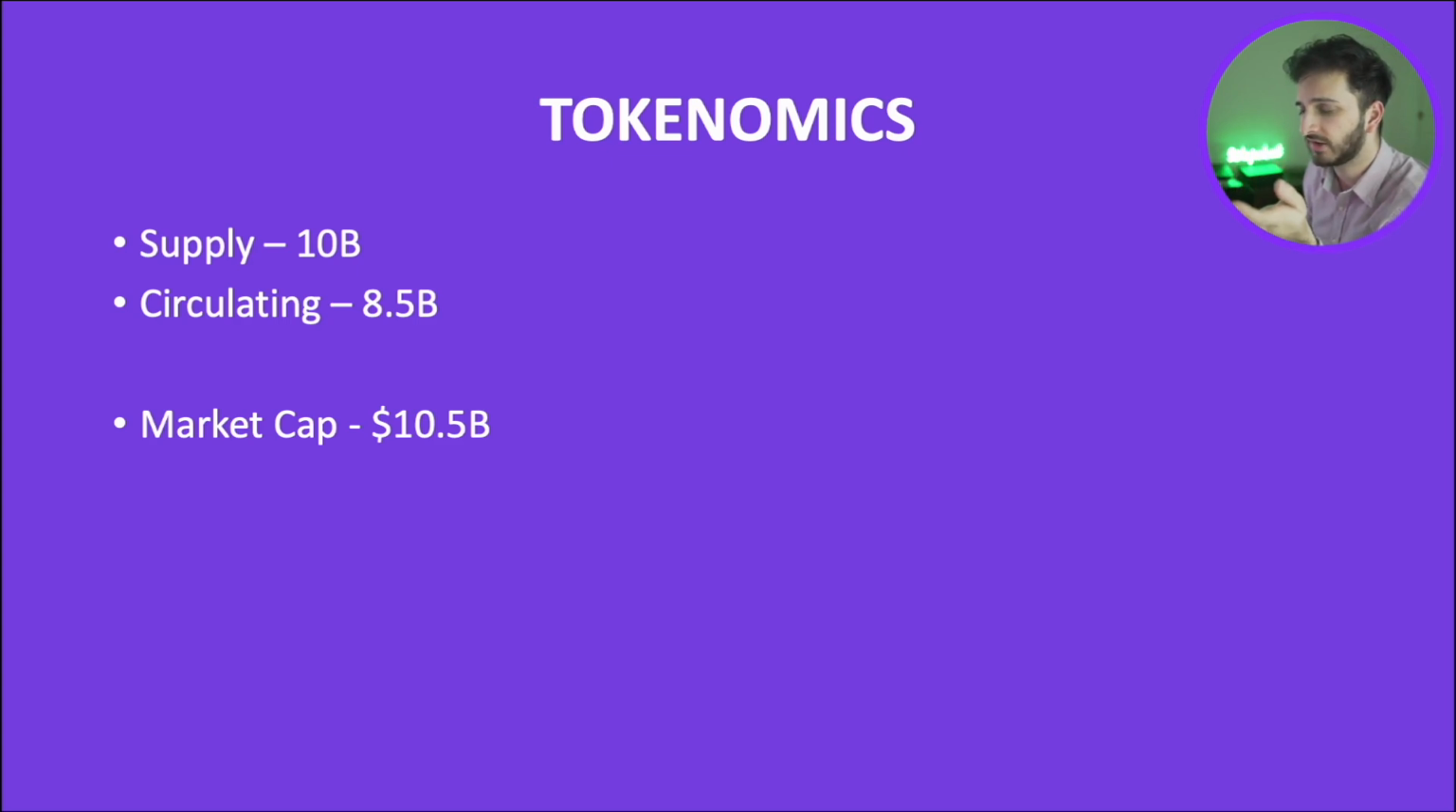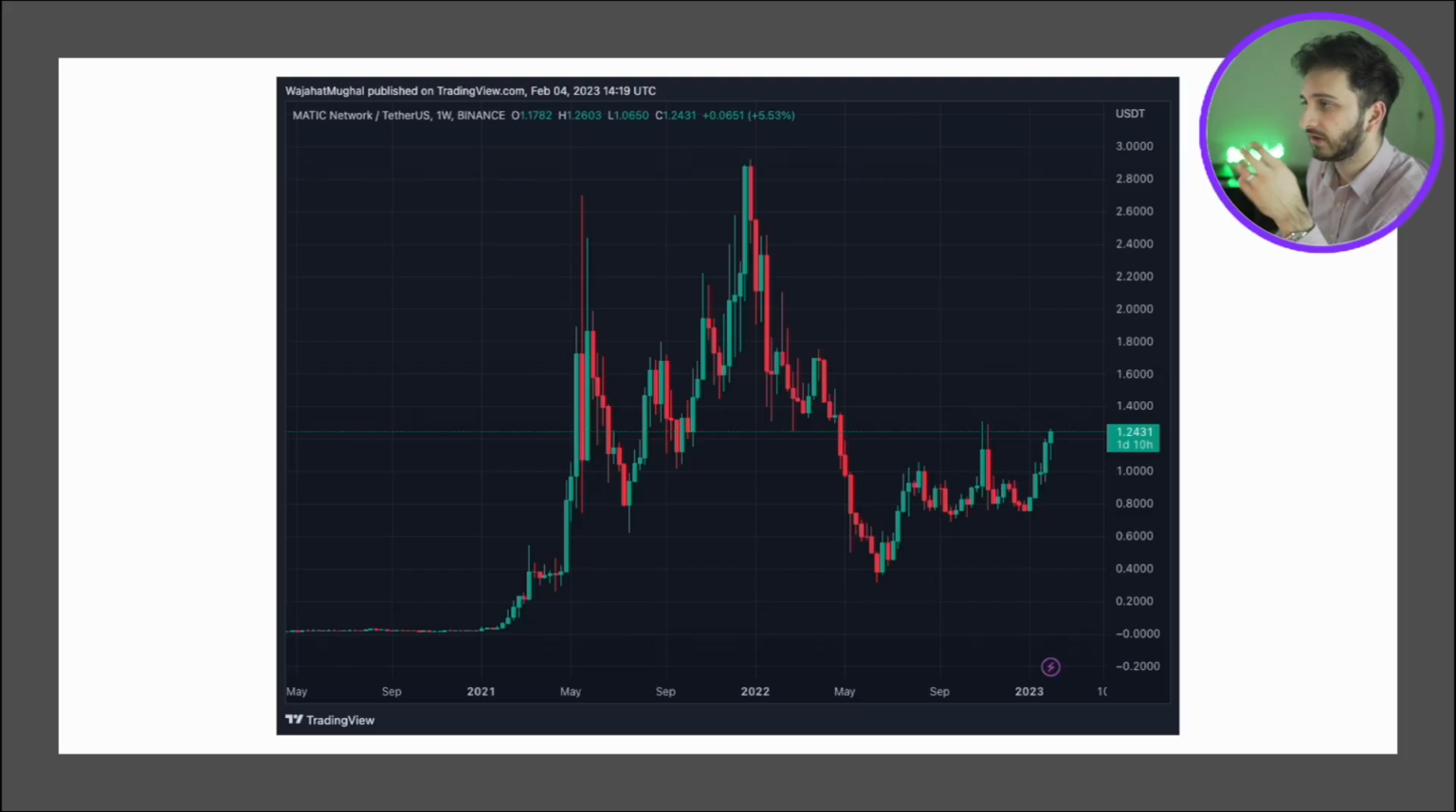So most of the supply is circulating. There is still some that's vested and probably will come back over time. That gives it a market cap of around $10.5 billion. This is just a chart of its price. It's performed very, very well in the last year. From the lows of June, it's 4x'd. It just goes to show that even though we're in a bear market, there are opportunities available, and anyone who's held Matic for the last 8 months has performed very, very well.